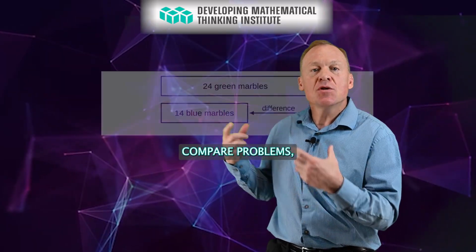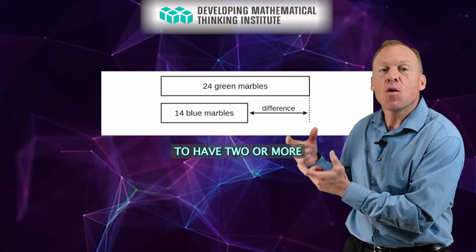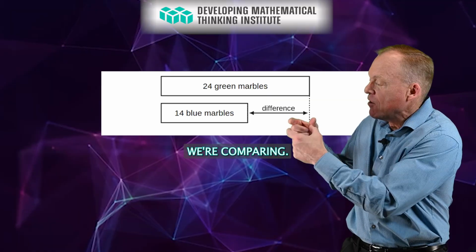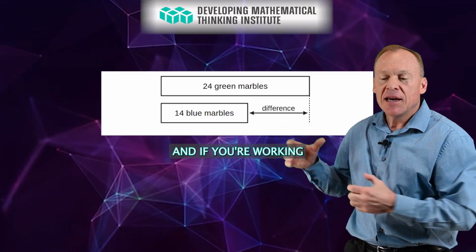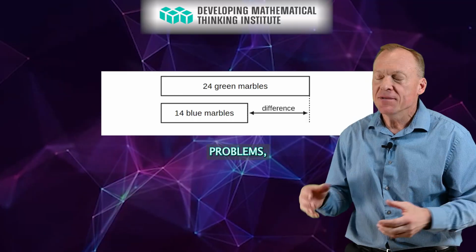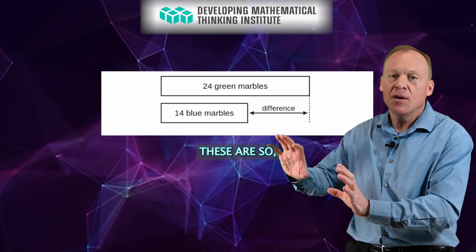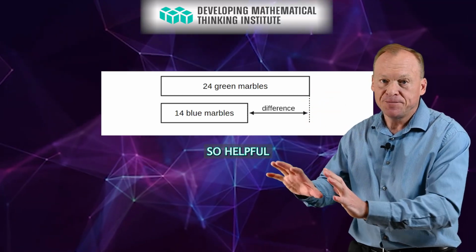And then the only other thing to really know is when we do compare problems, we're going to have two or more bars, depending on how many quantities we're comparing. They all have the same starting place, and then we're going to look at their relationships. And if you're working on multi-step problems, these are so helpful. Let's take a look at how the bar model grows from kindergarten to 8th grade.